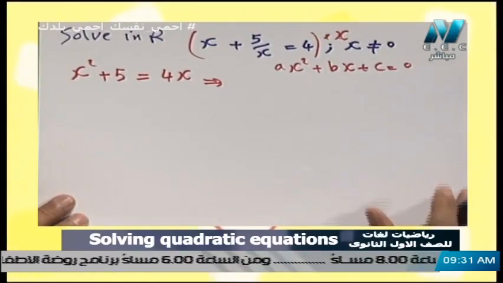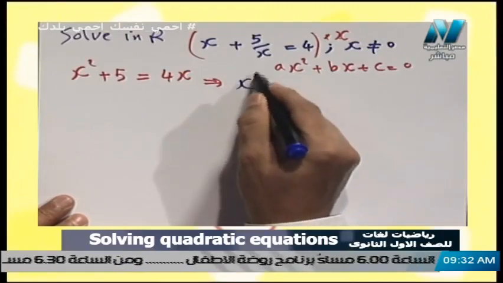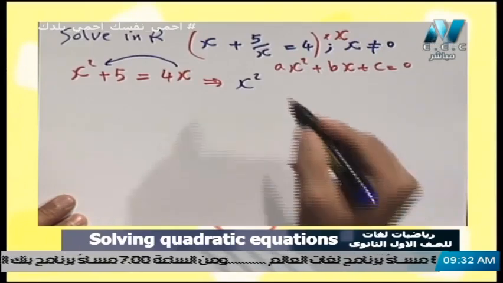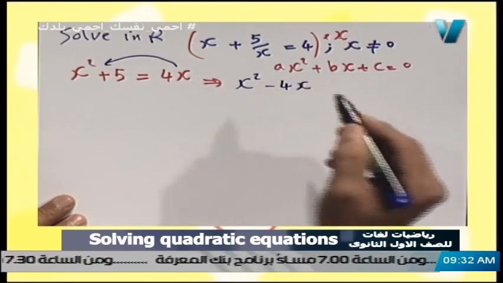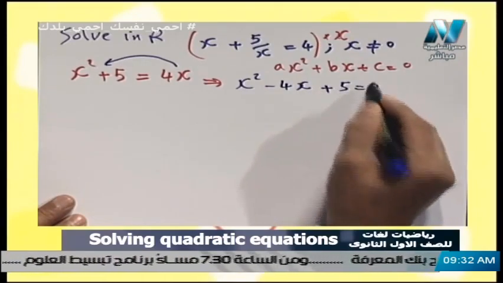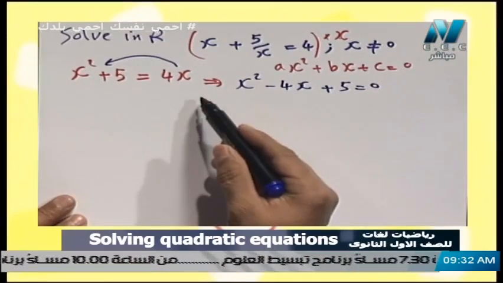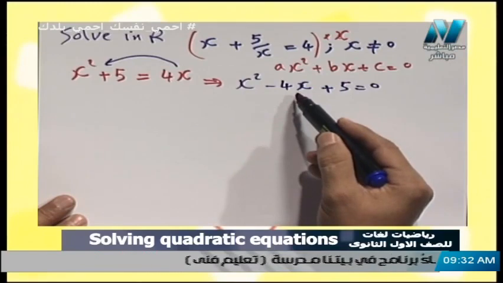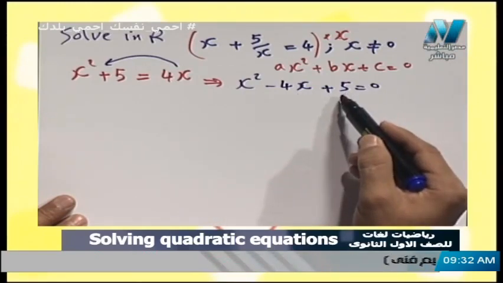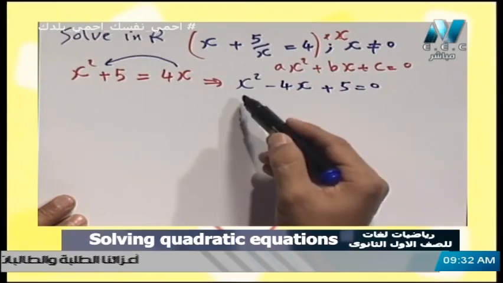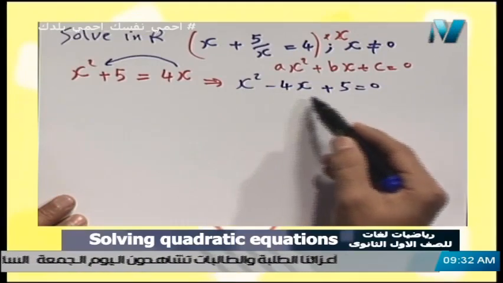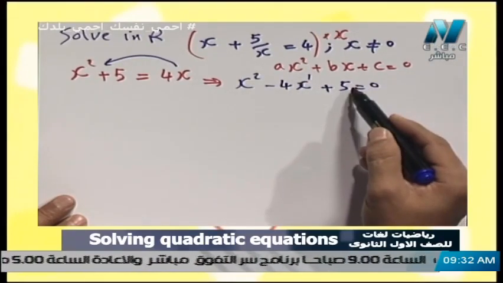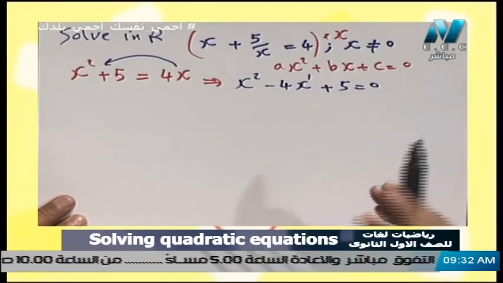To put this equation in the form, it will be x power 2, and we transfer 4x here to be negative 4x in the middle, plus 5 equals 0. We rearranged here the equation to be x power 2 first, which is second degree, and x, which is first degree, and 5, which is of 0 degree. So we rearranged it descendingly according to power of x. Here x power 2, and here x power 1, and here x power 0, which is 1. 1 multiplied by 5 is 5 itself.